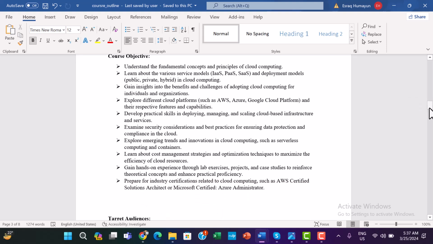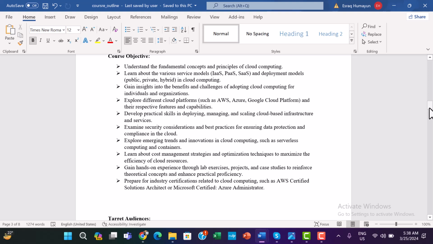Examine security concepts and best practices for ensuring data protection and compliance in the cloud. Explore emerging trends and innovation in cloud computing such as serverless computing and containers. Learn about cost management strategies and optimization techniques to maximize the efficiency of cloud management. Gain hands-on experience through lab exercises, projects, and case studies to reinforce theoretical concepts and enhance practical proficiency.